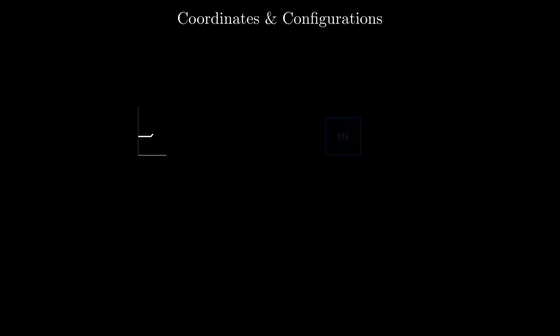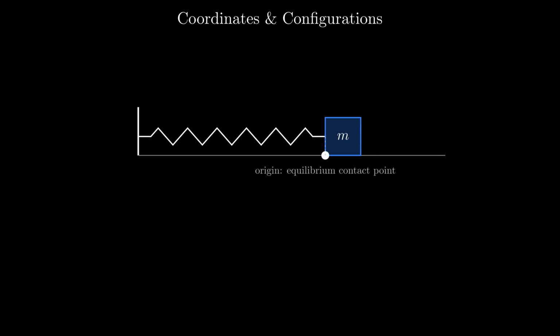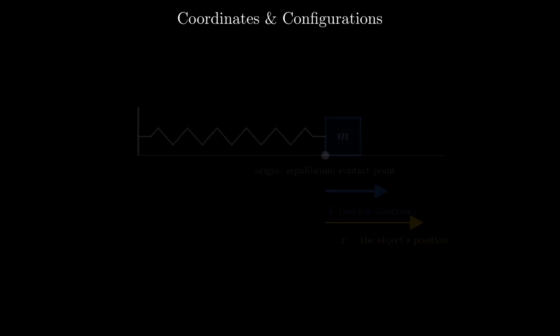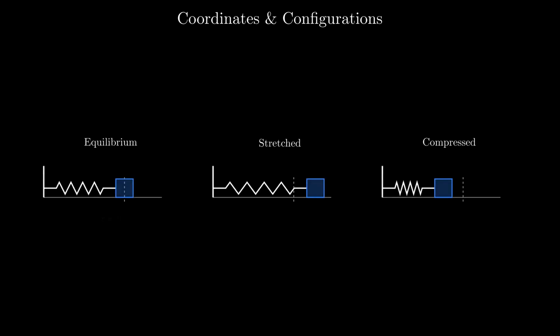First, a coordinate system. Place the origin at the contact point between the spring and the object when the system sits at equilibrium. Let the unit vector i hat point in the direction the object moves as the spring stretches. The coordinate x marks the object's position from that origin. Picture 3 snapshots side by side. The spring at equilibrium with x at 0, the spring stretched with x positive, and the spring compressed with x negative. In every case, x is measured from the same equilibrium contact point.